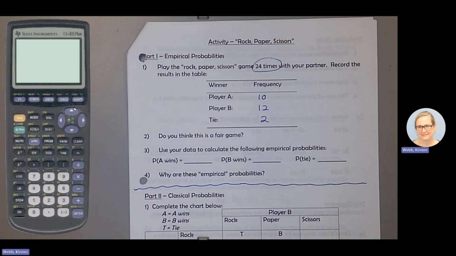We all have the same numbers. Did player A win the same number of times for everybody? No, those are gonna vary, aren't they? When I played last, I came out with a 10 and a 12 and a 2. You may have had a totally different arrangement.